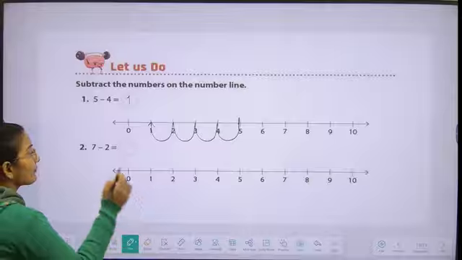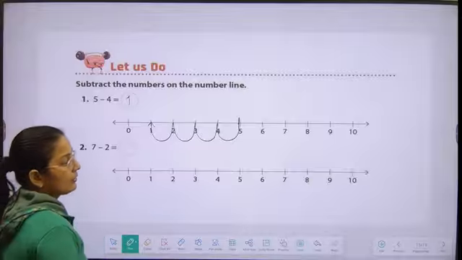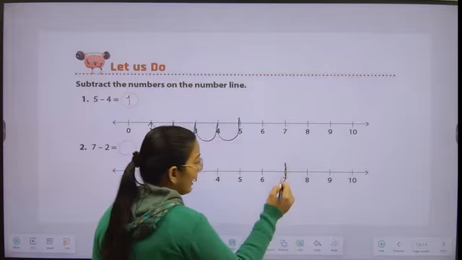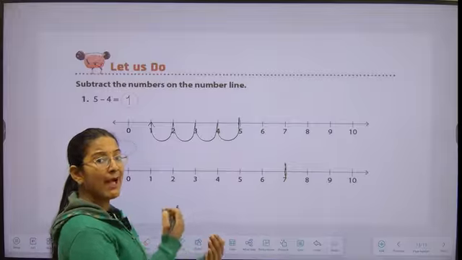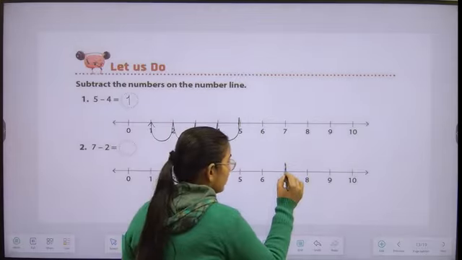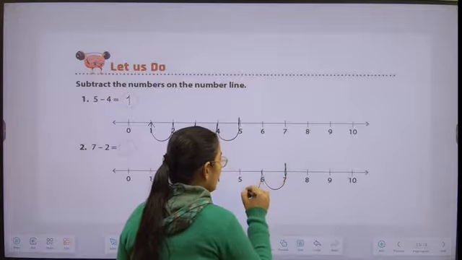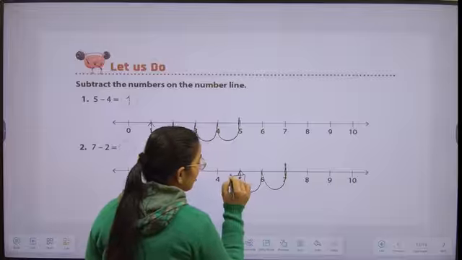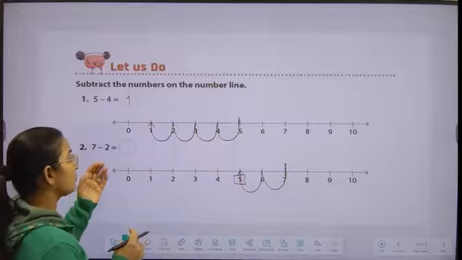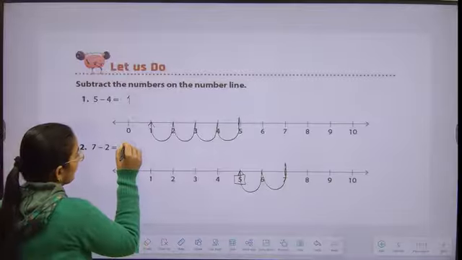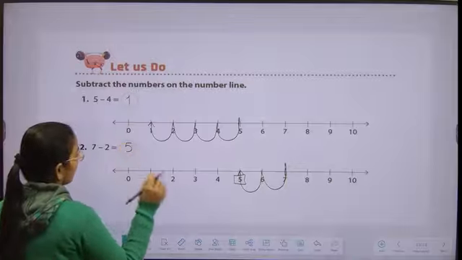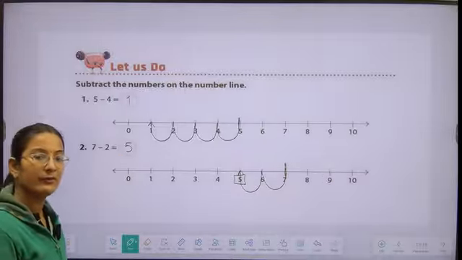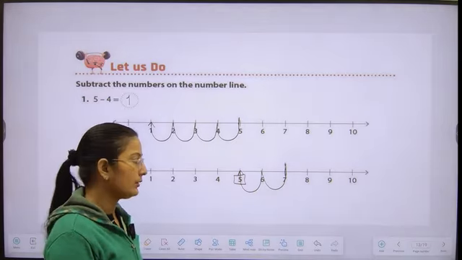What do we have to do? We have to subtract 2 from 7. So first we have to stand on 7. And after that, we have to move 2 steps backward. Let's do it with me, students. 1, 2. So at which number am I standing? 5. So after subtracting 2 from 7, what am I getting, students? I'm getting a 5. So you have to write 5 in the blank circle. Everyone did this? Very good, students.